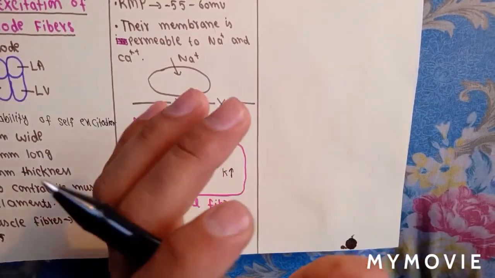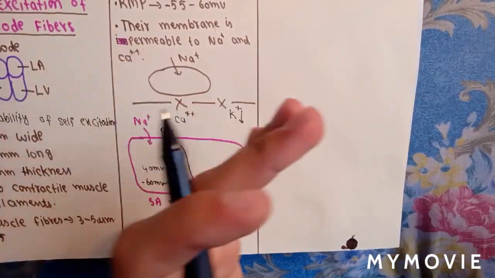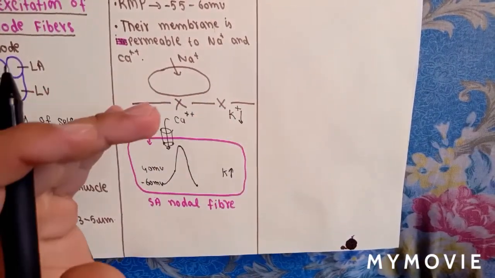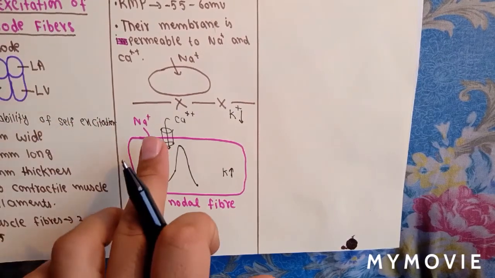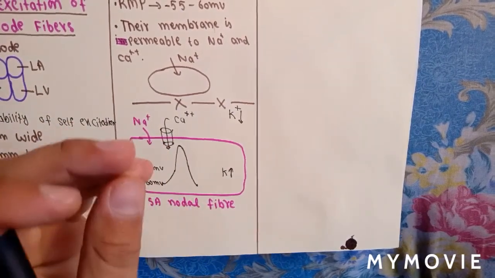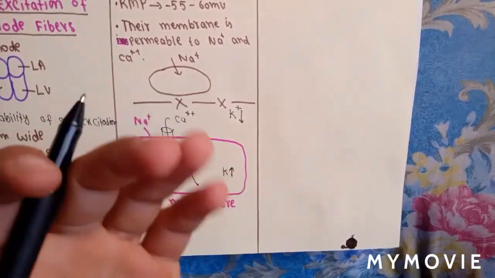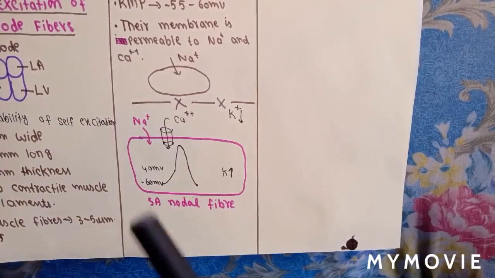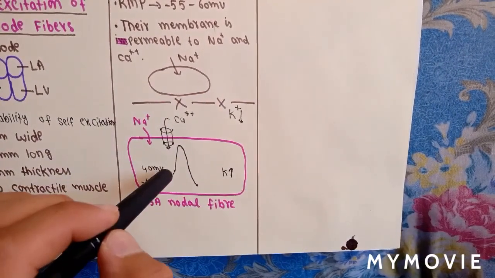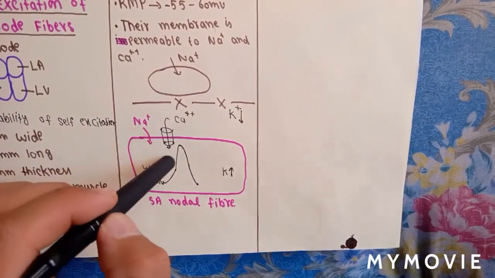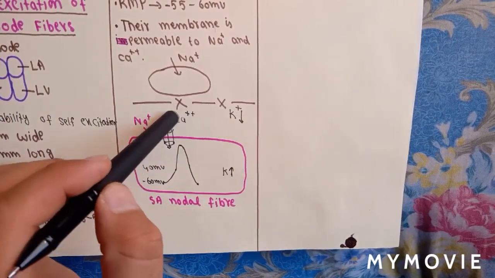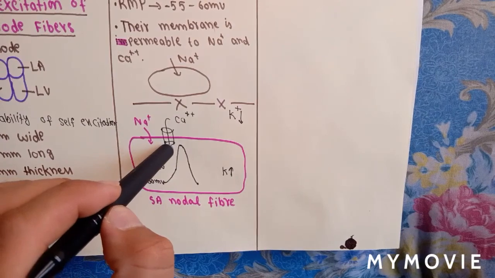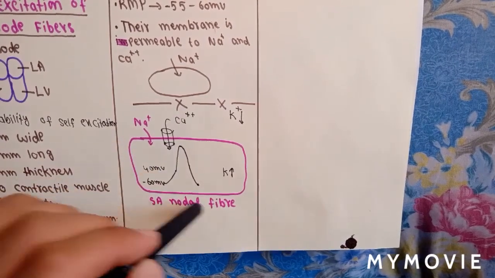The difference between ventricular depolarization or repolarization and SA node depolarization and repolarization is that in the ventricle, depolarization and the action potential which spreads from cell to cell is due to the entrance of sodium ion, but depolarization in the SA node occurs due to the entrance of calcium ion. So the SA node depends upon calcium ion.